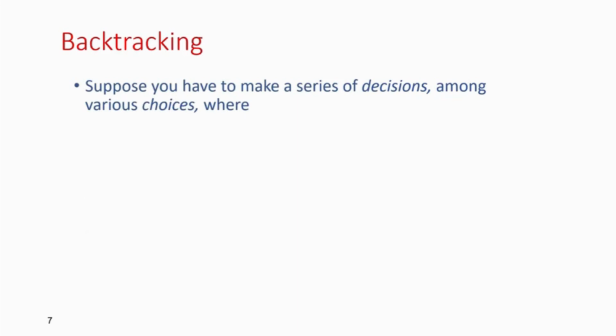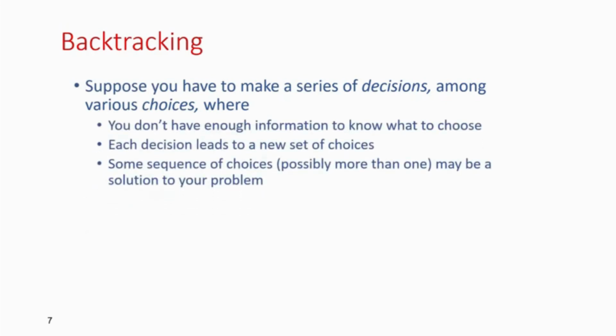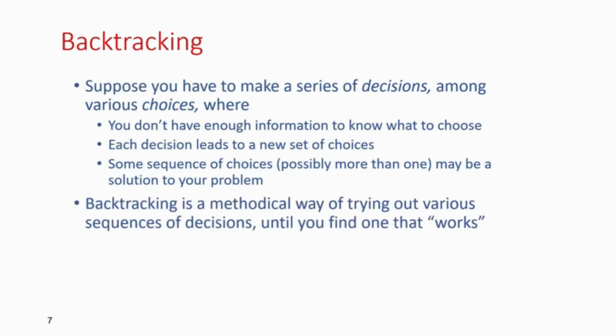So backtracking usually solves problems where you have to make a series of decisions among various choices and you don't have enough information to know what to choose, right? Each decision leads to a new set of choices, and some sequence of choices, possibly more than one, may be a solution to your problem. So backtracking is a methodical way of trying out various sequences of decisions until you find the one that works best.